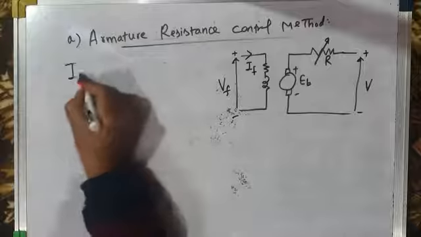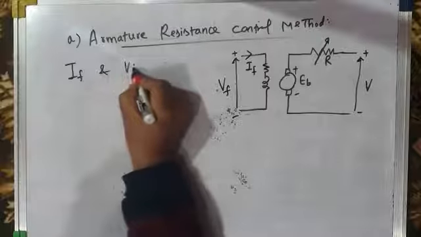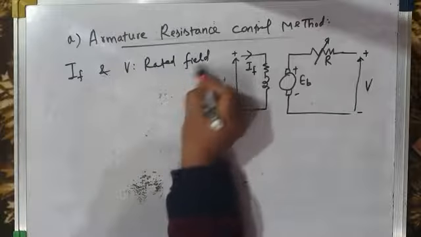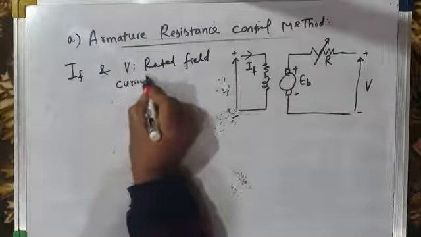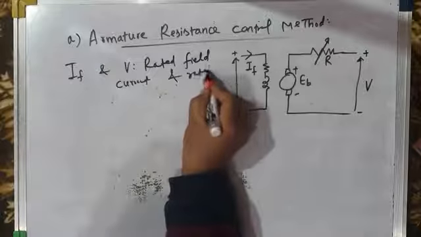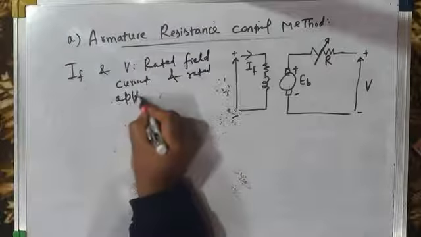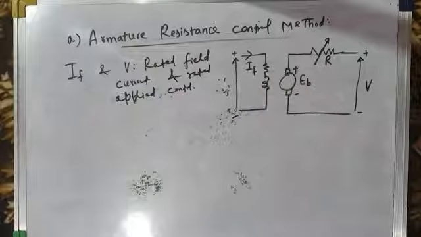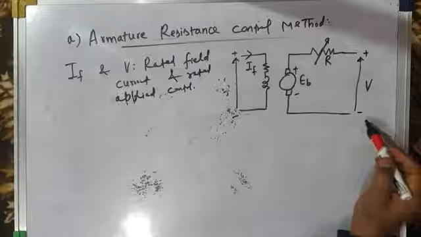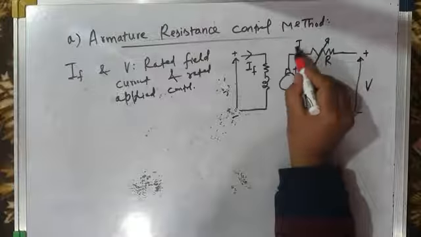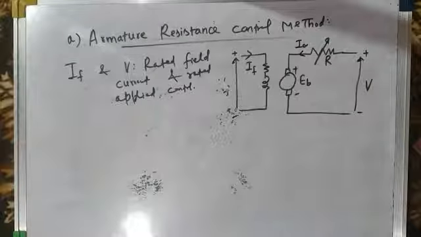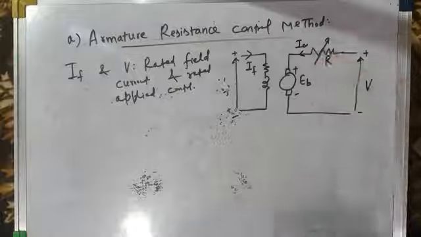So IF and V are rated field current and rated applied voltage. So these are kept constant. We don't change them. So field current is maintained constant. Applied voltage is also constant, but this armature current we don't maintain constant. We change the armature current with the help of this external resistance. By inserting the resistance in the path of current, IA is changed.